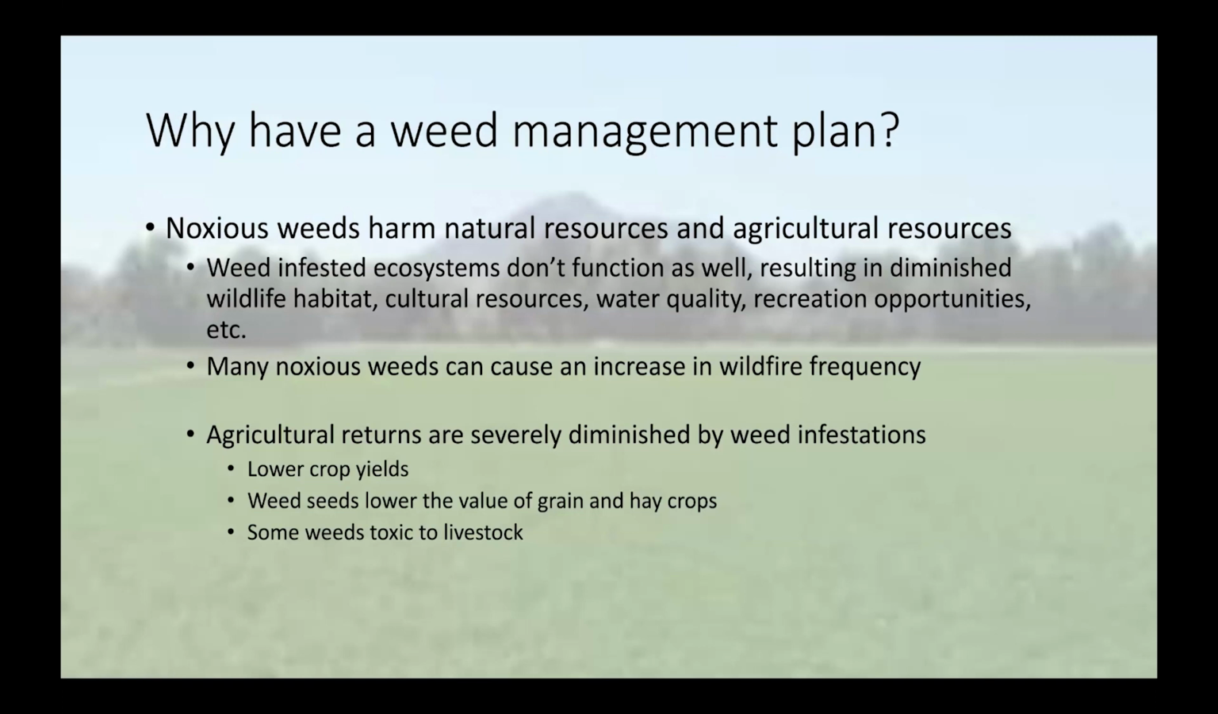And some noxious weeds are actually toxic to livestock. So if you get some St. John's wort or something like that in your pastures, you're just reducing the health of your animals, which for a lot of farmers is their livelihood. So we need to manage weeds, and we need some sort of guiding document to manage those weeds.